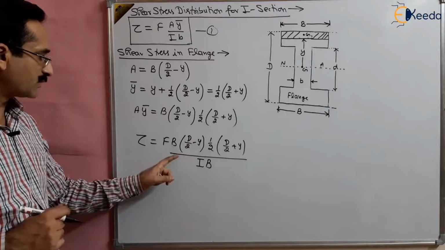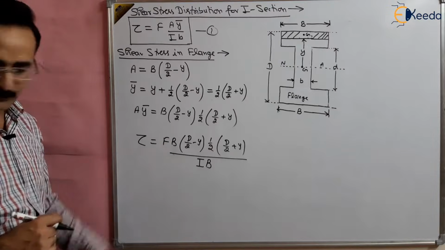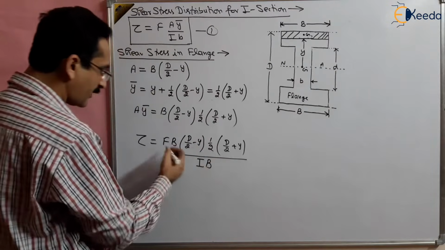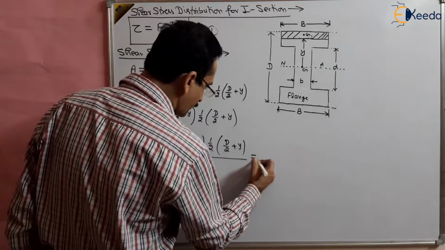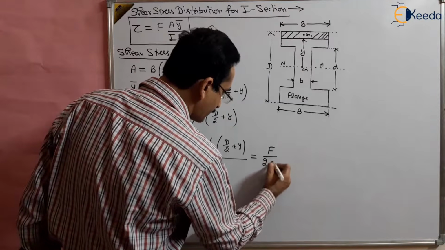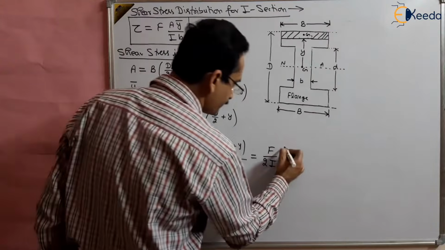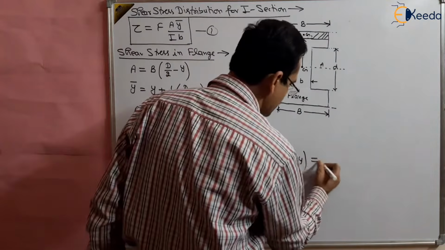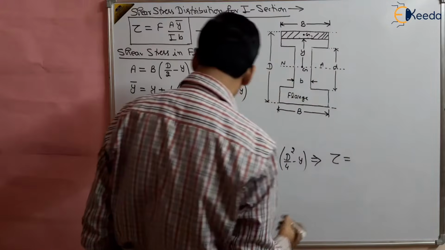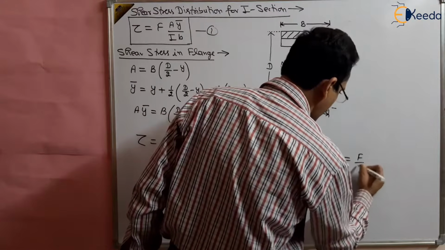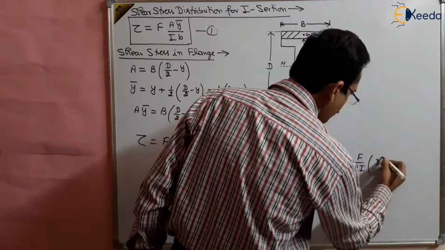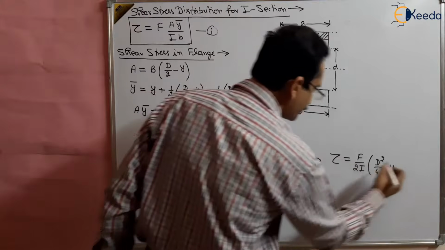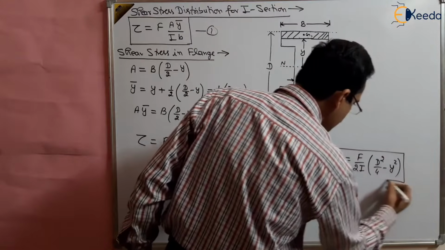Solving this, I am writing directly the answer. What is the final result? B and B cancel, so this will come out to be F by 2I times (d square by 4 minus y square). So this is our shear stress distribution. So tau will be equal to F by 2I times (d square by 4 minus y square), and this is a parabolic distribution.